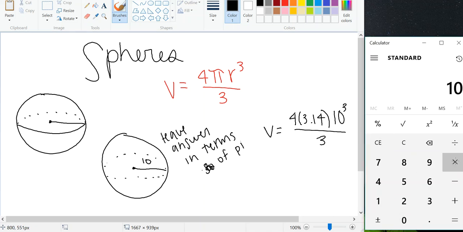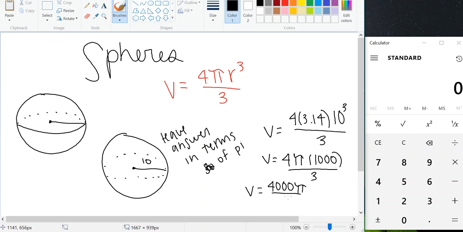Let's cube 10, timesing it by itself 3 times, giving me a 1,000. So I've got V equals 4 pi 1,000 divided by 3. Now I would multiply 4 times 1,000, giving me 4,000 times pi over 3. And then the last step would be to divide 4,000 by 3, giving me this very large decimal.